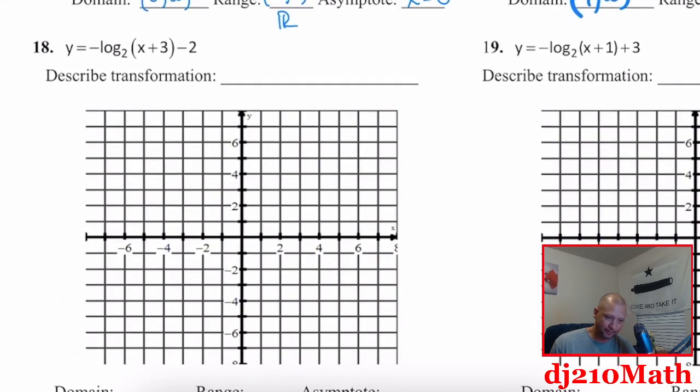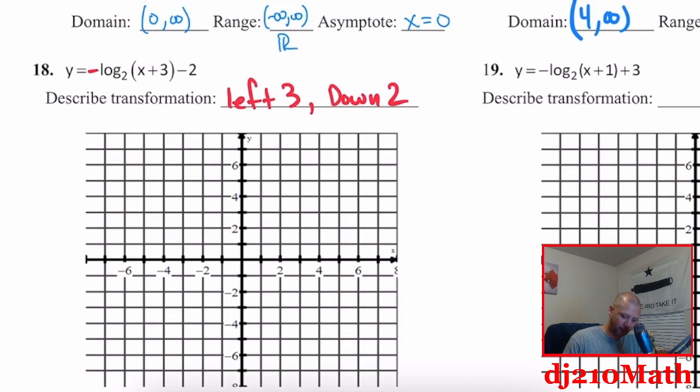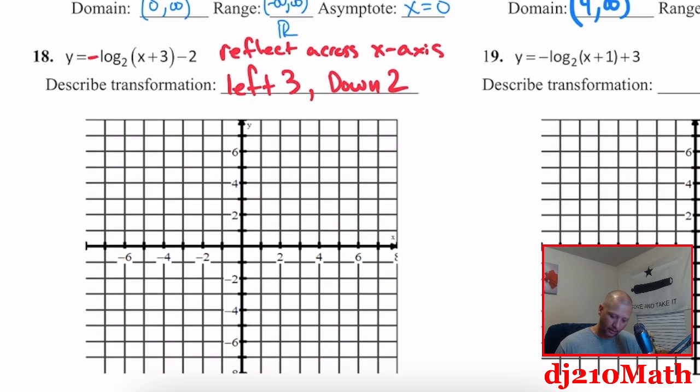Okay, number 18. Let's talk about this real quick. This is going to be to the left 3, down 2. So left 3 and down 2. However, in front, we have this negative symbol. It's going to reflect across the x-axis. That's it. Those 3 things.